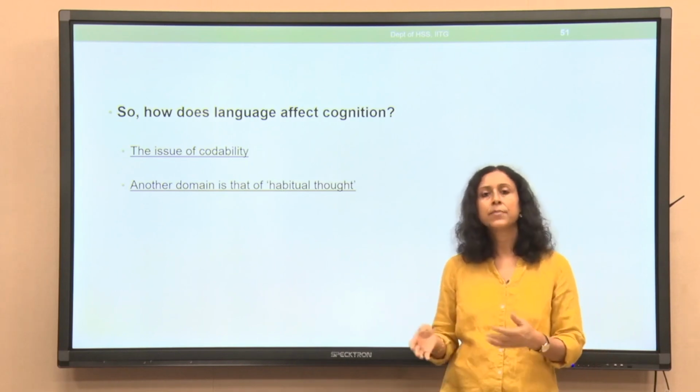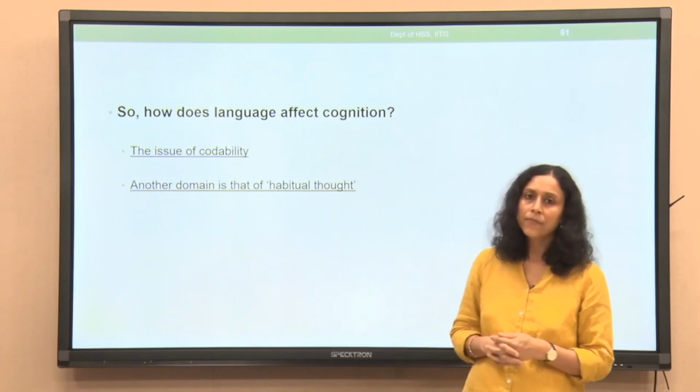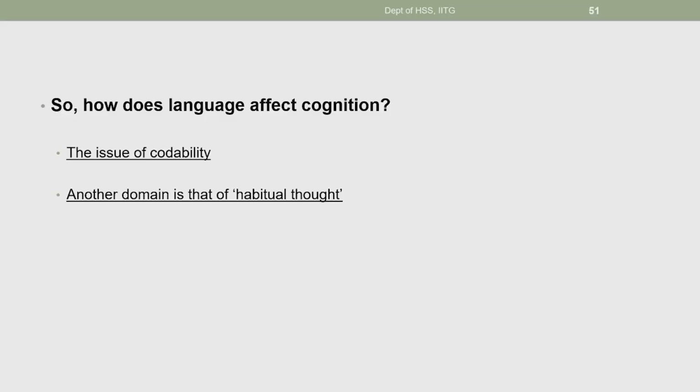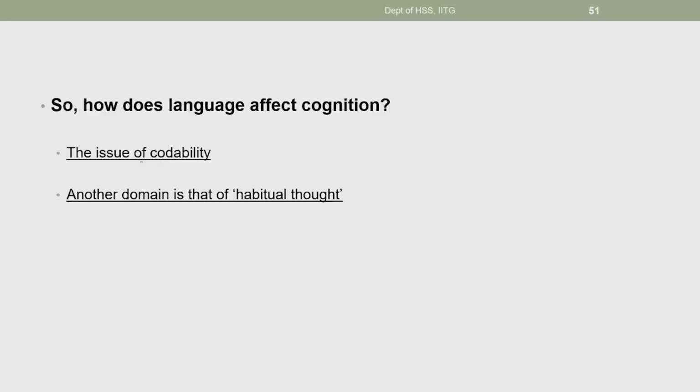We have seen in bits and pieces here and there, through examples of gender, number, time and so on, that there are impacts. So, to put it in a more structured way, there are two ways that language actually affects cognition. One is the issue of codability. I have already used the word code in some cases today. So, language basically codes information that is available to us.